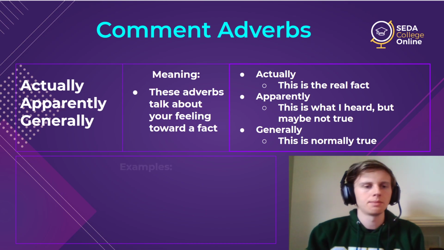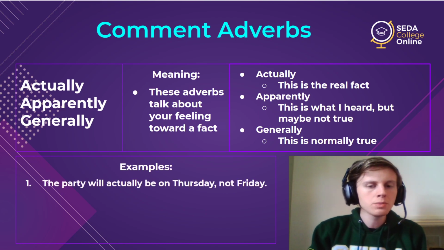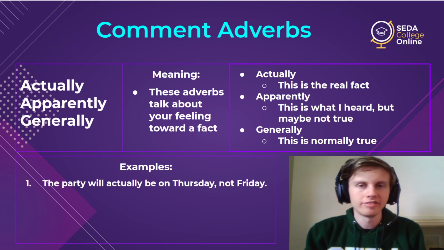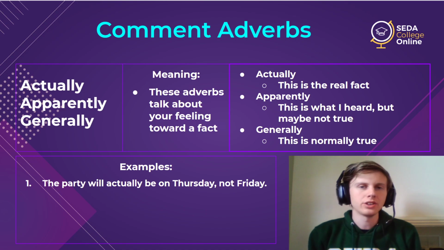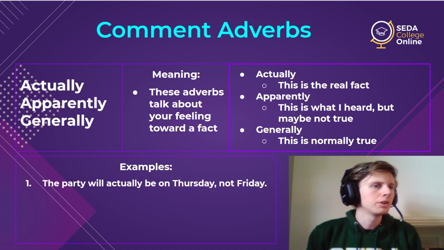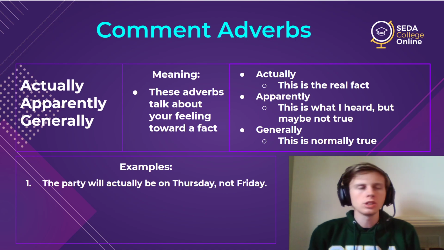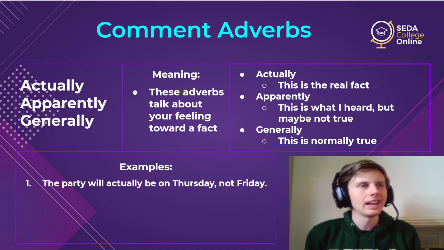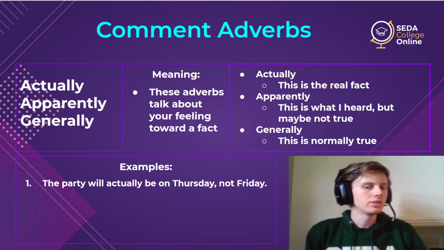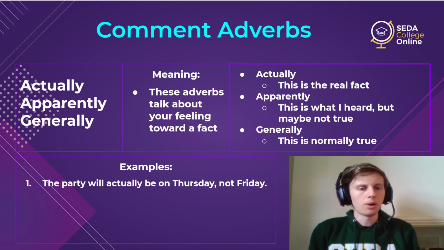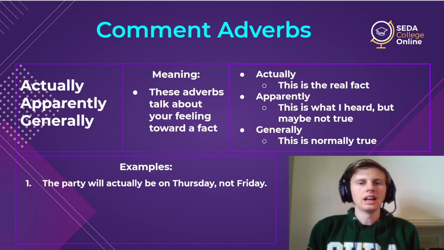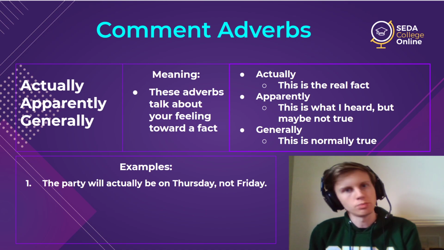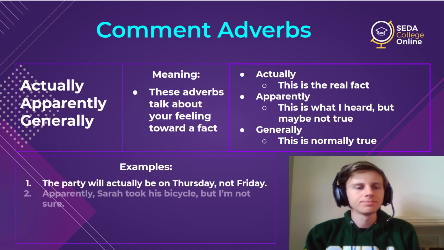So let's look at some examples. The party will actually be on Thursday, not Friday. So this is how you would use actually to provide a correction to somebody. You're talking with your friend, and your friend says, oh, I'm so excited for your party. I can't wait to be there on Friday. And you say, oh, wait, the party will actually be on Thursday, not Friday. And that's how you would show that this is the real fact, not that.